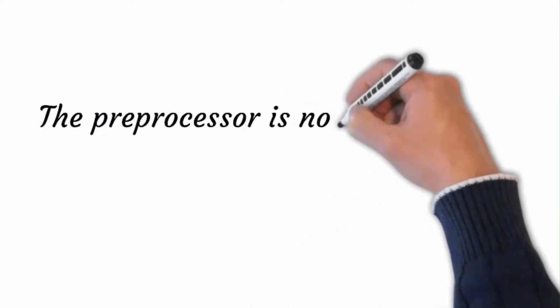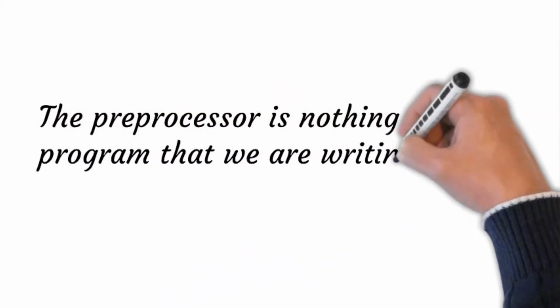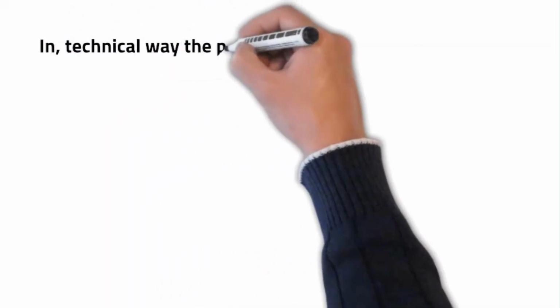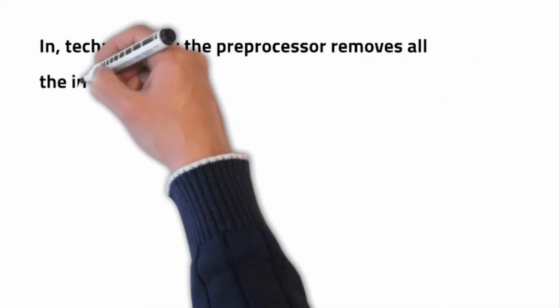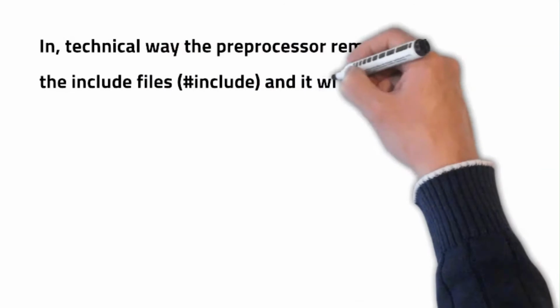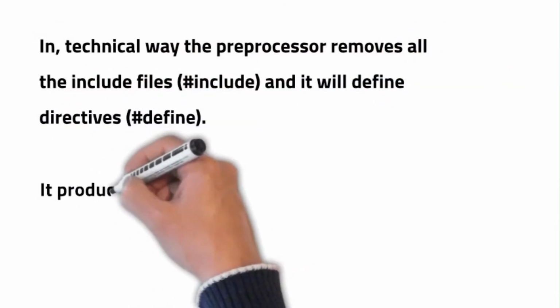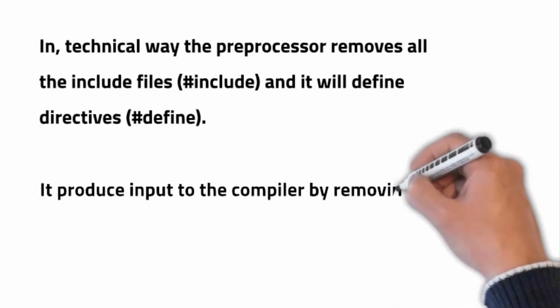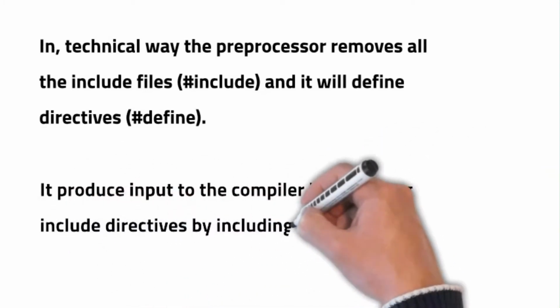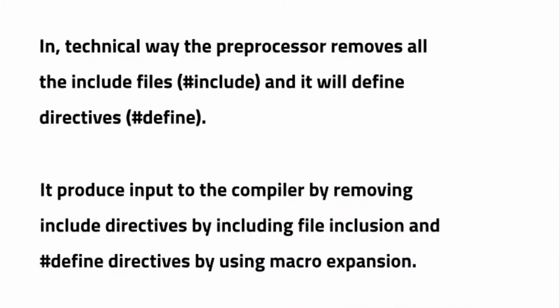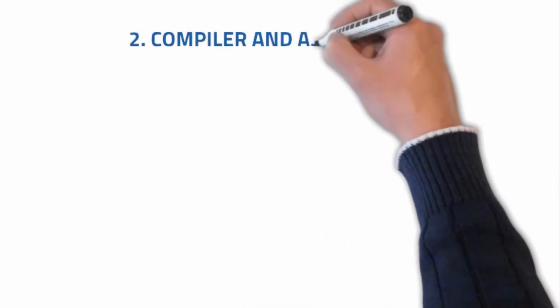The preprocessor is nothing but the program that we are writing, which is first sent to the preprocessor. In a technical way, the preprocessor removes all the include files (#include) and handles the define directives (#define). That is, it produces input to the compiler by removing include directives through file inclusion and #define directives through macro expansion.